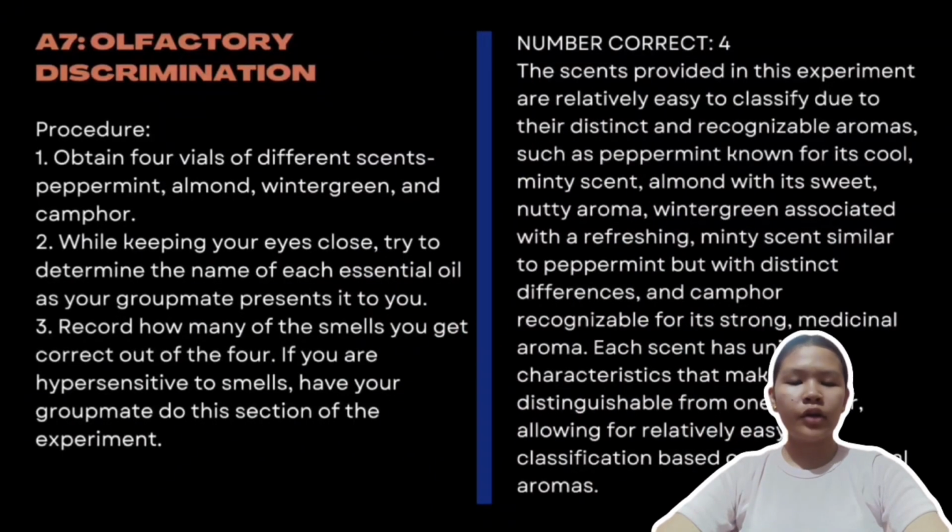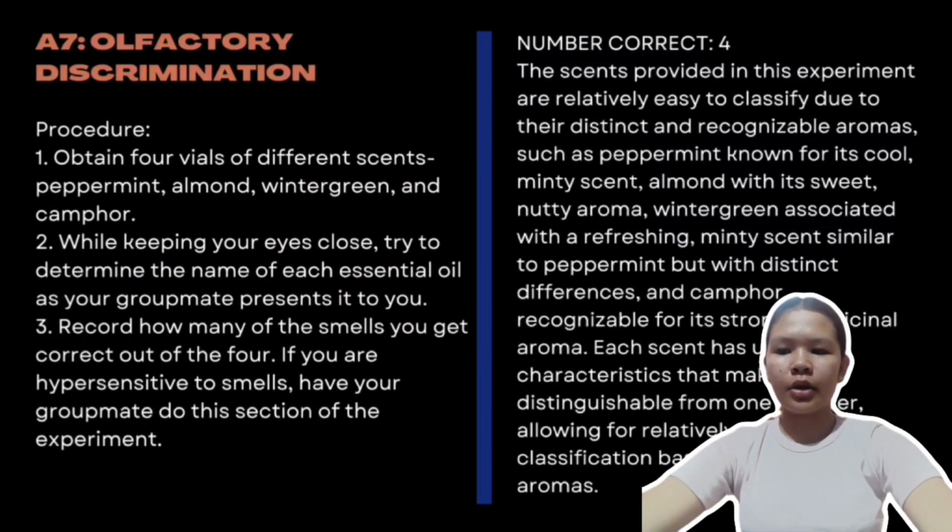Activity 7: Olfactory Discrimination. This experiment tests participants' ability to distinguish between different scents by presenting them with four vials containing various aromas. With their eyes closed, participants must identify each scent, recording how many they get correct out of four. This evaluates olfactory discrimination and sensitivity.